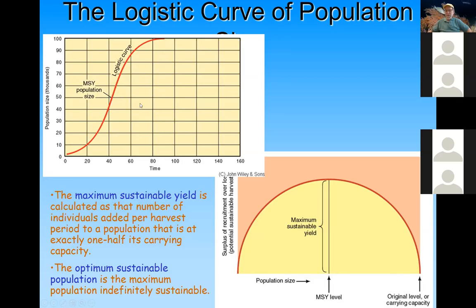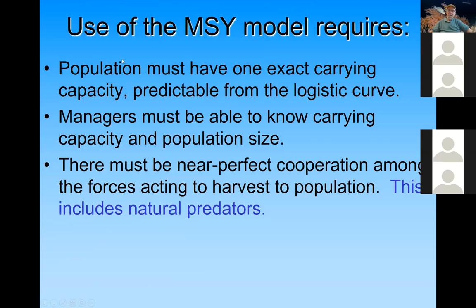And this poses an incredible challenge, really a challenge which has been very, very rarely met in practice, for how we should organize and manage fishing operations. And so here are some of the problems with the maximum sustainable yield population. The population must have one exact carrying capacity, which is predictable from this logistic curve. The theoretical numbers are very nice, but of course populations are going to be different. There are going to be different resources that are limiting, and different environmental pressures of predation and climate, et cetera. And so it's very difficult to know what that exact carrying capacity is.